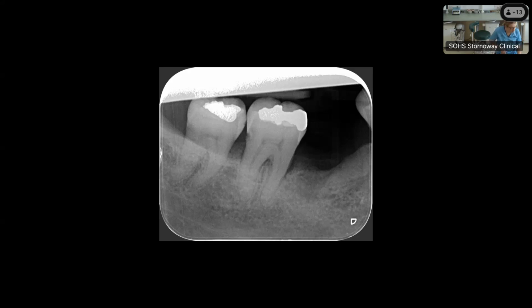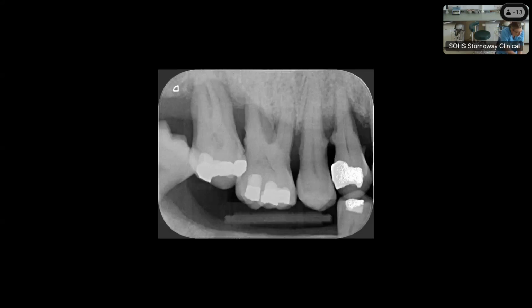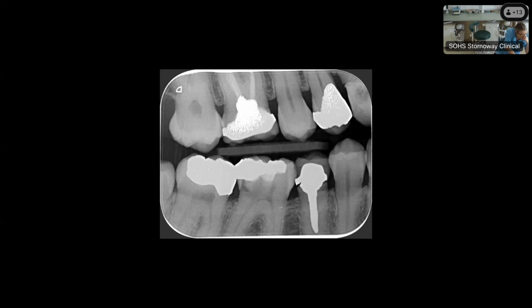Okay. Now I'm going to skip past this one because I'll come back to it. Let's go for the good one to start with. So, what are we looking at? Some of this is going to be really basic and some of it's going to use a bit more thought process. What type of image are we looking at? Right hand side bite wing. It's a bite wing, yes, a right bite wing.